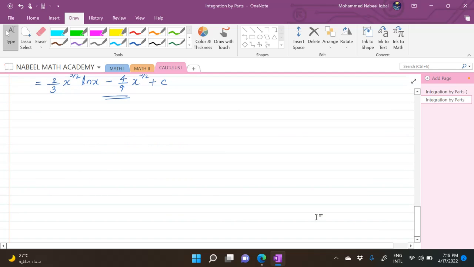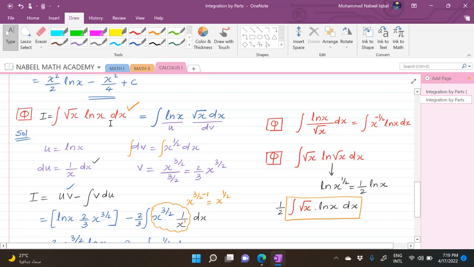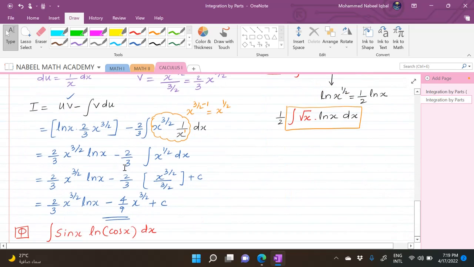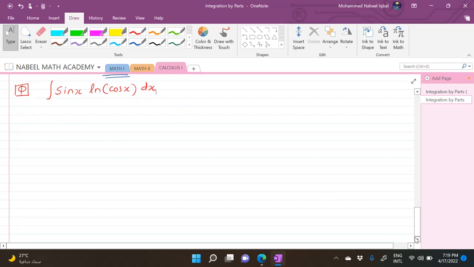Now the last problem we will discuss in integration by parts is the integral sine x ln of cosine x into dx. So far we have discussed only the logarithmic and the algebraic form. But here you will have a logarithmic function as well as a trigonometric function. So we will discuss here how to take the u and v.